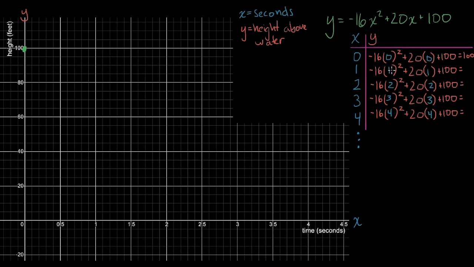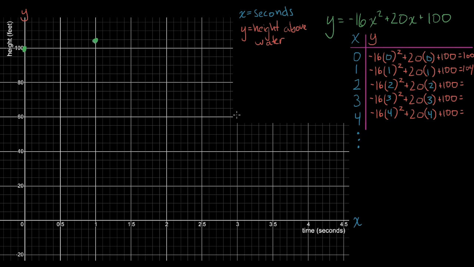Okay. Next, negative 16 times 1 squared is the same as negative 16 times 1. So I have negative 16 and positive 20 because I have 20 times 1 here. So that's equal to 4, and then I have plus 100, so this is 104. So when x is 1, y is 104. So I have 1 here, and each of these minor tick marks is 5, so it's going to be right below that one right there.